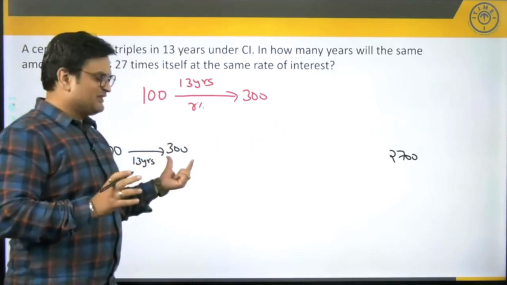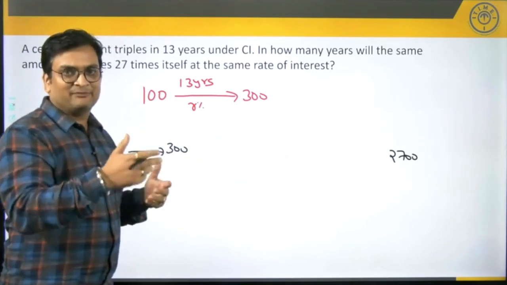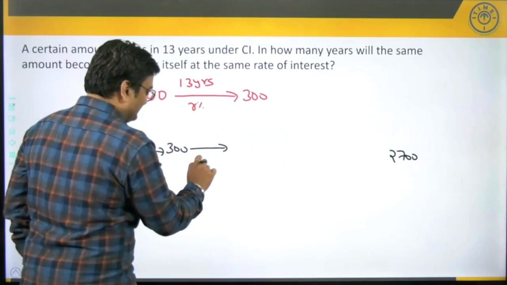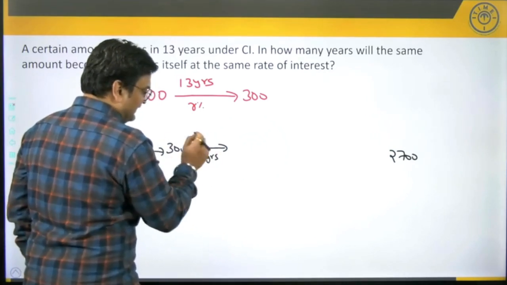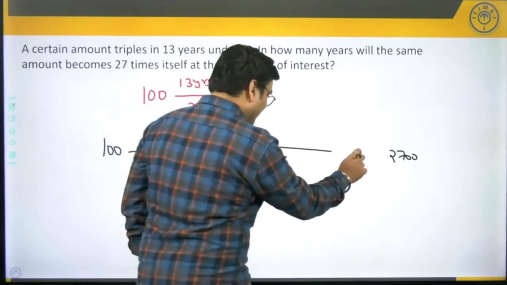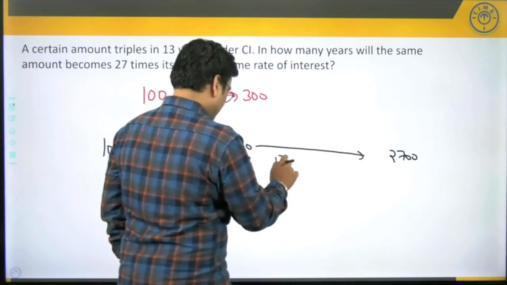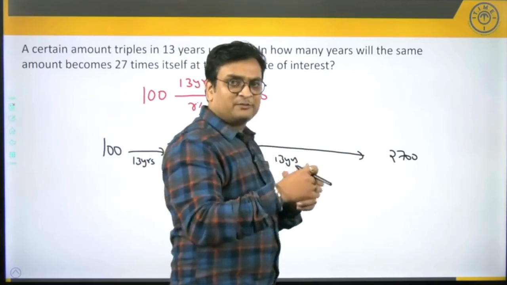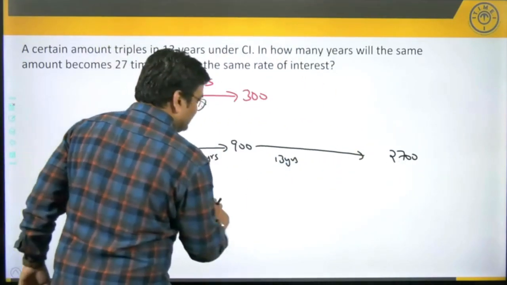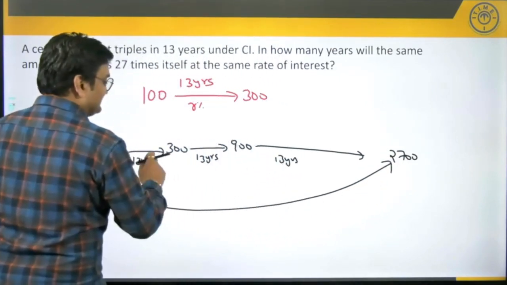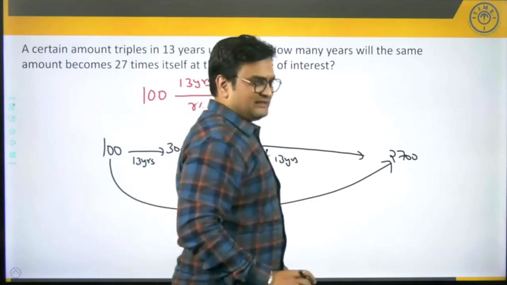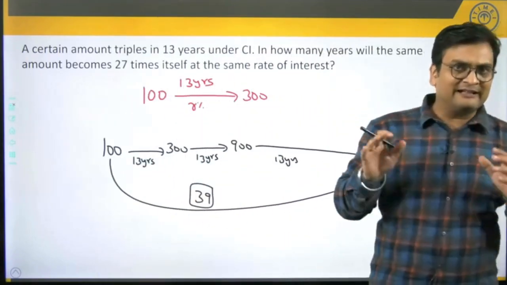So can I say if I keep this 300 invested in that scheme, in that particular fund, in the next 13 years, 300 is going to become triple, 900. Next 13 years, can I say this 900 is going to become further triple, which is 2700. Hence, can I say 100 is going to become 2700 after 13 plus 13 plus 13, which is 39 years. So this is a regular way to solve it, the lighter way to solve it.